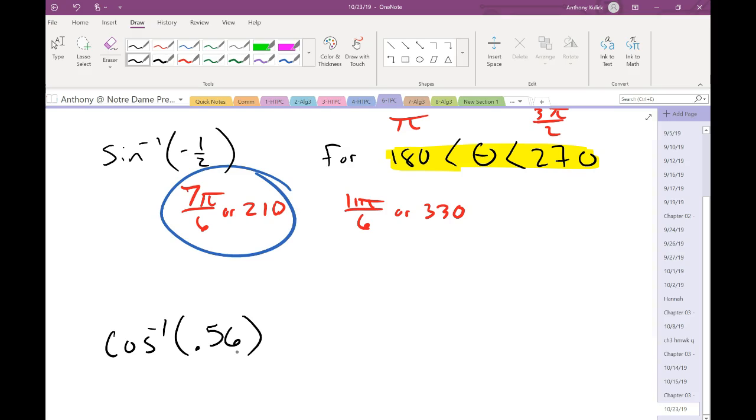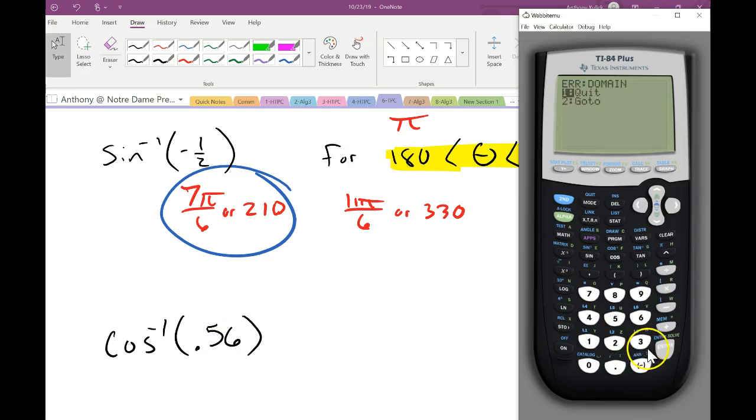If I want to do cosine inverse of 0.56. Is this a unit circle value, 0.56? No. So I can't use my unit circle to get the values. What should I use? My calculator. So I'm just going to do cosine inverse of 0.56.